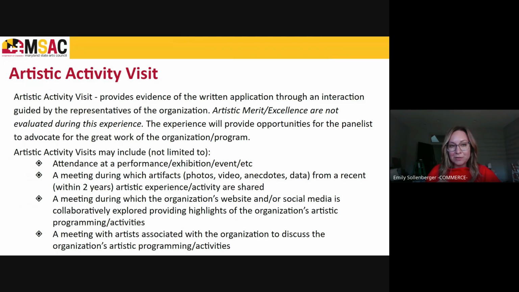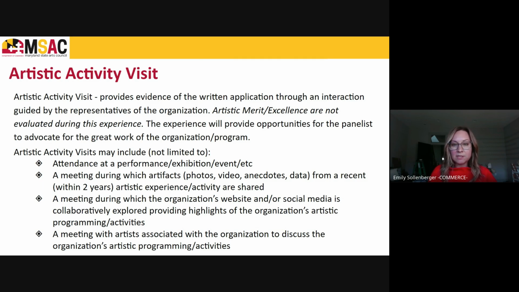An important piece to note, here in italics, is that artistic merit and excellence are not a part of the evaluation criteria for this experience. It's really just for them to experience your programming and make that direct connection to the written application. So an artistic activity visit might include something like attendance at a performance, an exhibition, or an event. If those types of public activities are not happening for your organization, that's okay. There are some other alternatives that can come into play too.